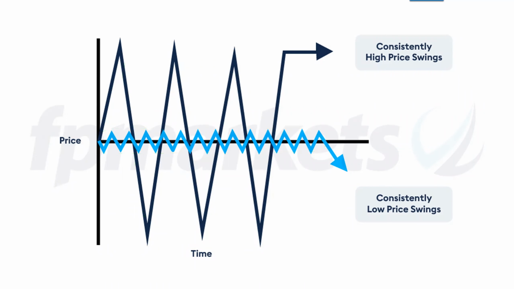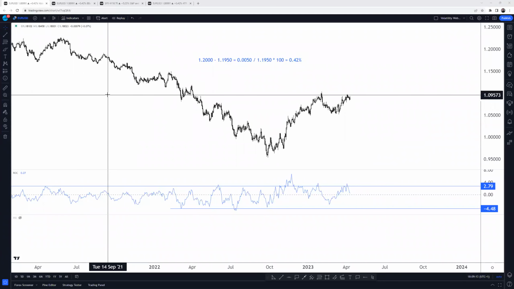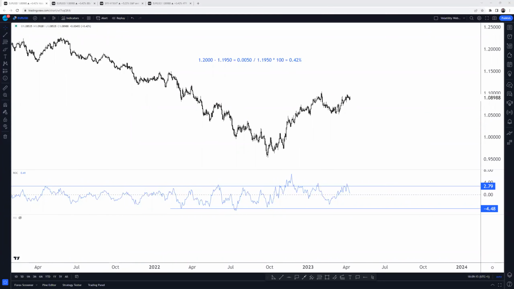Sorry about that. If you just bear with me, I'm going to switch things over to our charts. So you should be able to see the euro dollar daily time frame right now. Just so we're all on the same page in terms of volatility, these are the price swings.